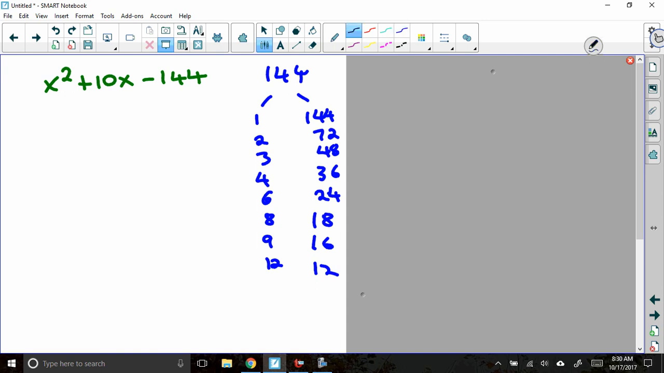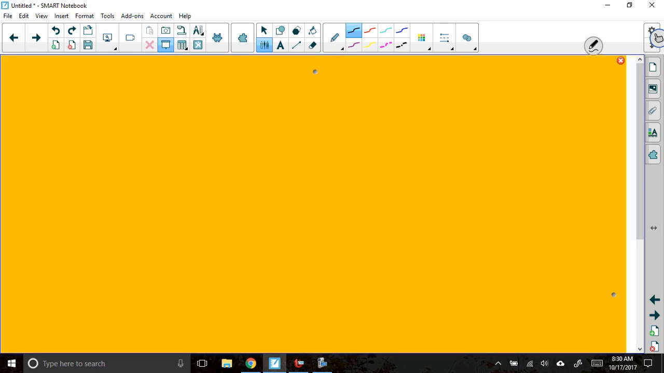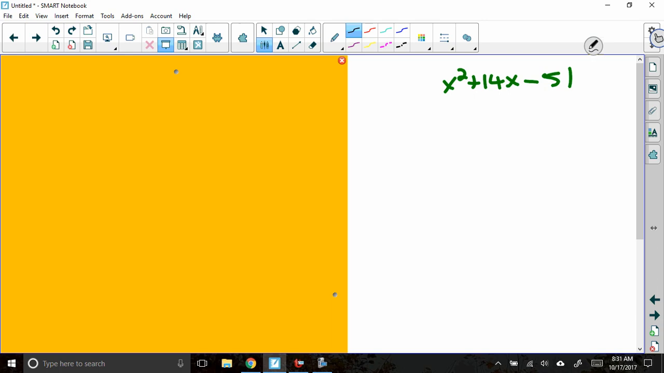So we're going to set this up. X and an 8. X and an 18. We want those to add up to be positive 10, but they have to have opposite signs because of the negative 144. So what are we going to do? Minus on the 8 and plus on the 18. There it is. What do you think? Like a boss, huh? Cool. Like a boss.